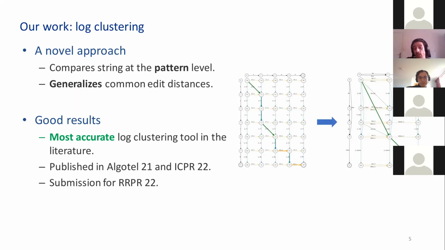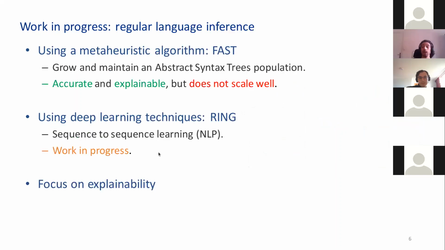It was published at Algotel last year, and this year it's going to be published at the International Pattern Recognition Conference, along with reproducible science. We will open our code and let anybody play with our experiments. So this was the first half of my PhD. The second half is dedicated to regular language inference, because once we have identified all the lines belonging to a template, we need to infer this template.